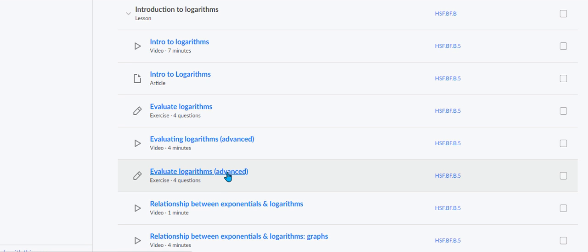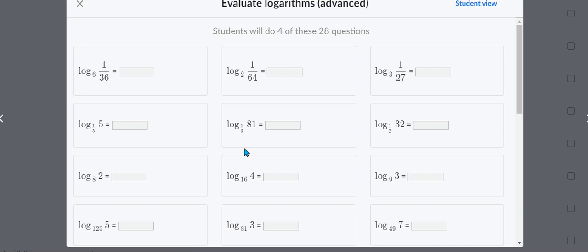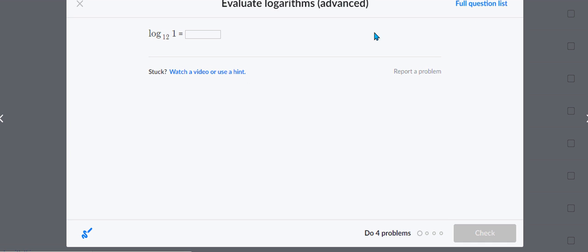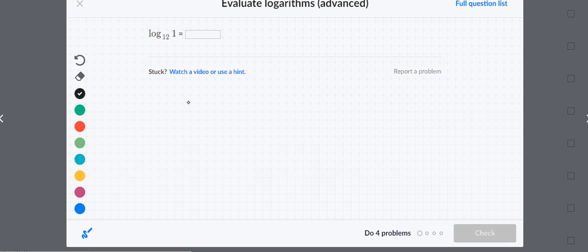Okay, let's do a little more advanced version. Now, I assigned all these videos, and I assigned the articles as well. But mainly, I want you to get through this. And if you feel like you understand it, you can jump into the exercises. If you don't, I want you to watch those videos for sure and just go through them.